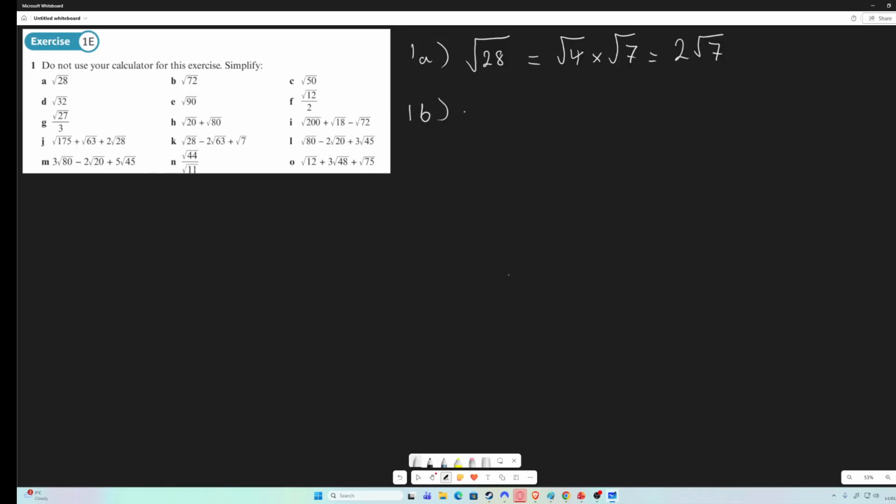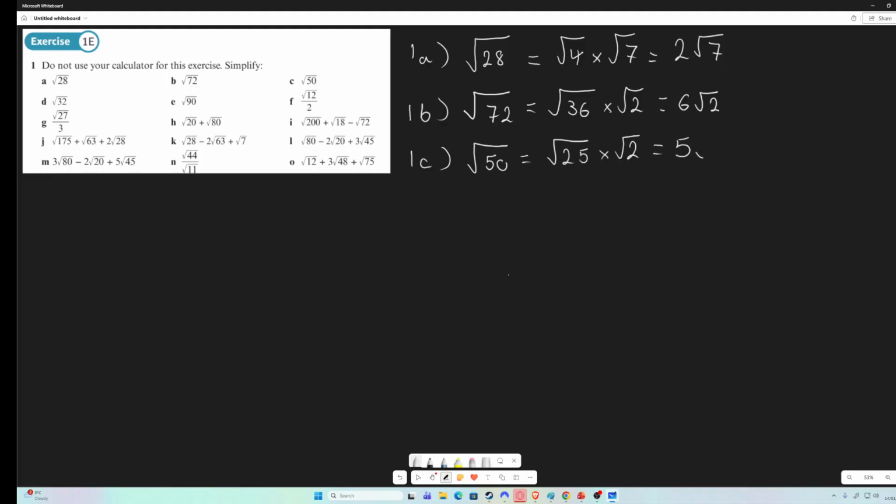1b, square root of 72 is square root of 36 times square root of 2, which is 6 root 2. 1c, square root of 50 is root 25 times root 2, which is 5 root 2. And 1d, root 32 is root 16 times root 2, which is 4 root 2.